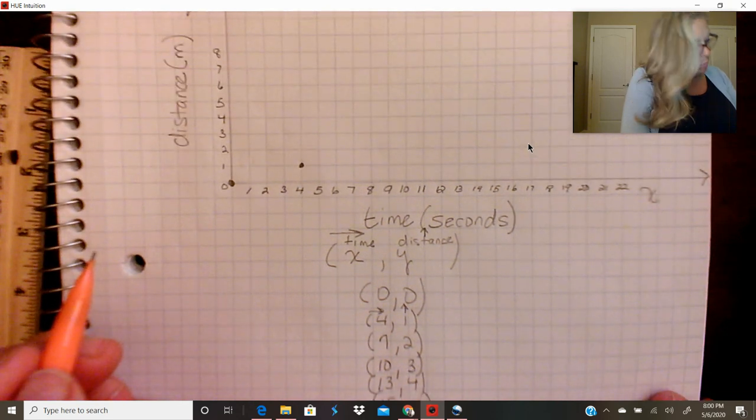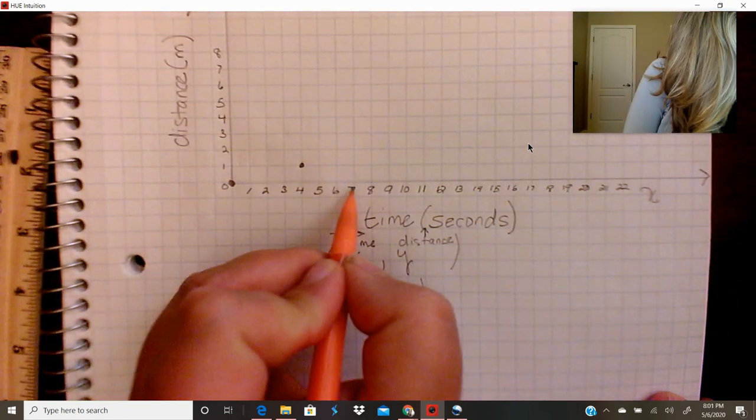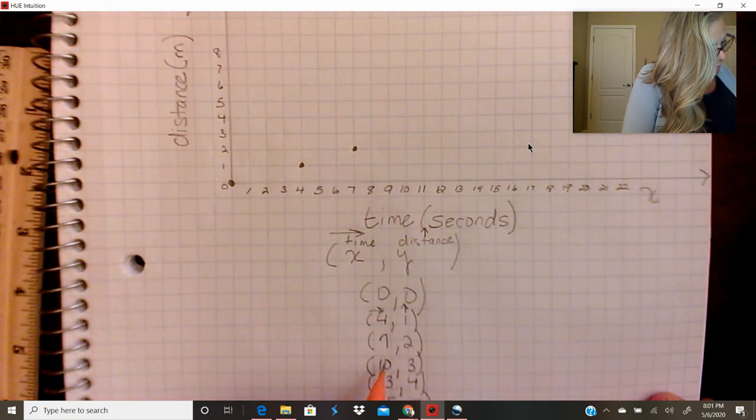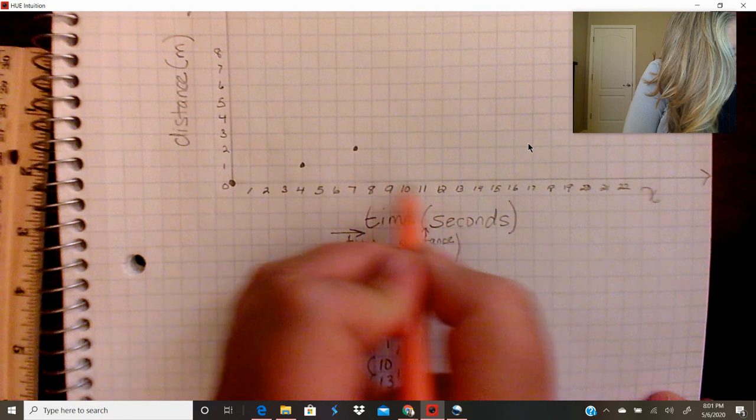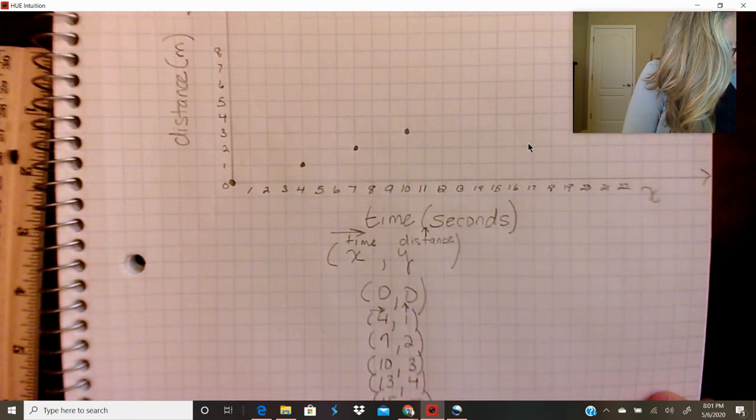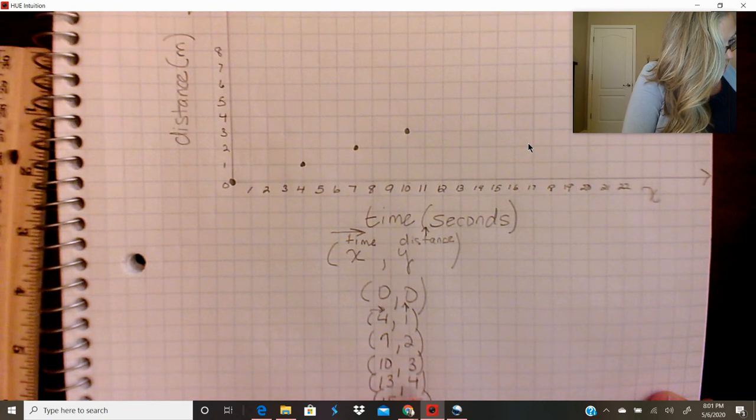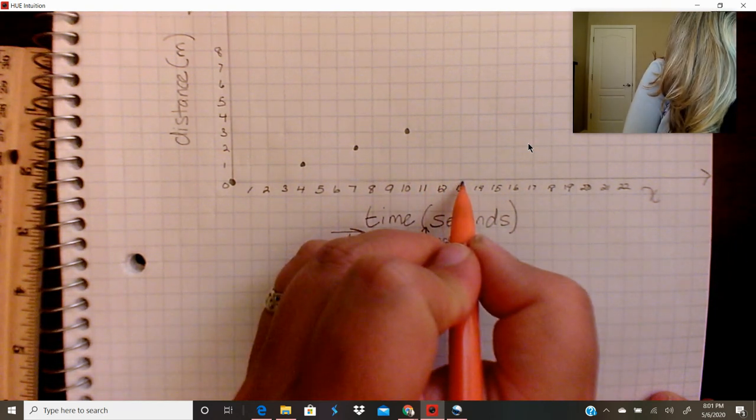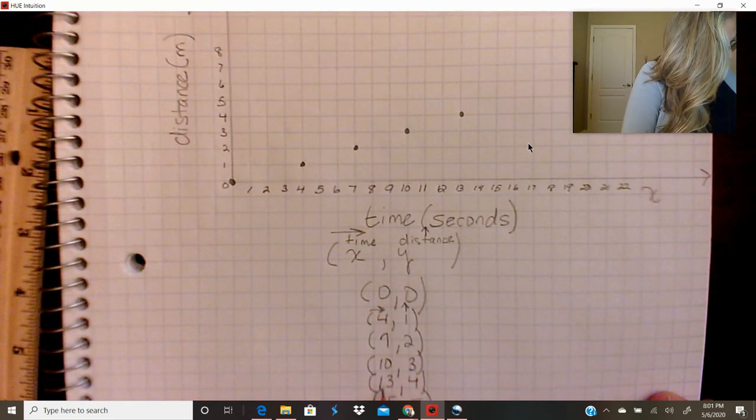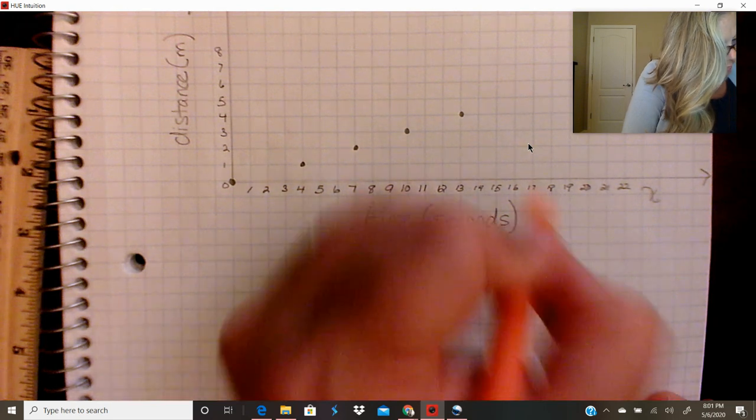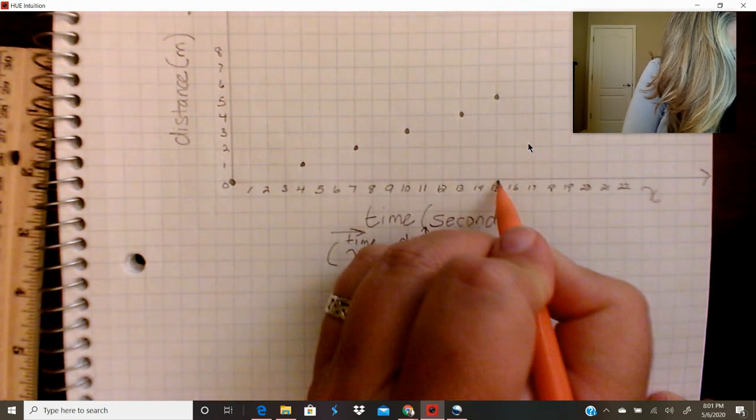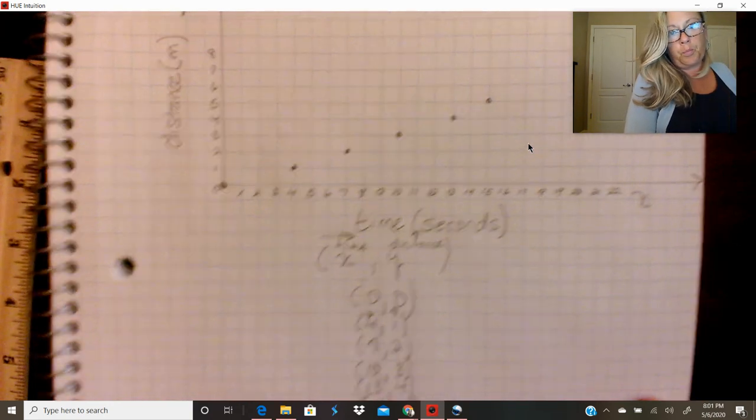All right, my next one is 7, 2, so I'm going to crawl over 7 and climb up 2. My next one is 10, 3, so I'm going to crawl over 10 and climb up 3. All right, next I'm doing 13, 4, so I'm going to crawl over 13 and climb up 4. All right, the next one is 15 and 5. So I'm crawling over to 15 and climbing up to 5.